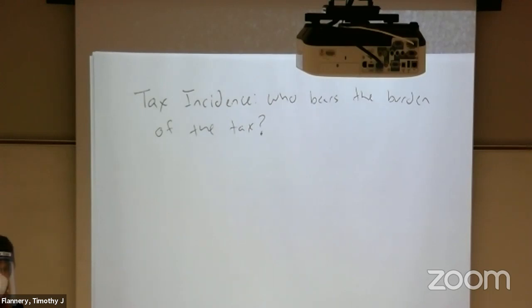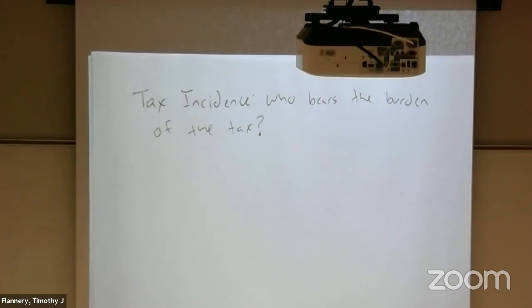Now, in both of those graphs, I drew it such that it wasn't clear who actually bore more of the tax burden. So we want to know who bears the tax burden. And what we're going to do is use an example. This is a real-life example to show it. So in the early 90s, they came up with something known as the luxury tax. This was a tax on luxury goods.